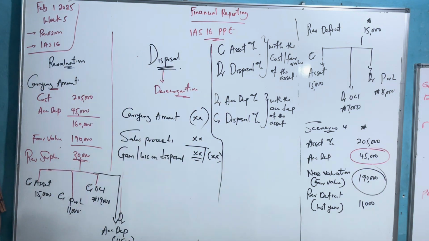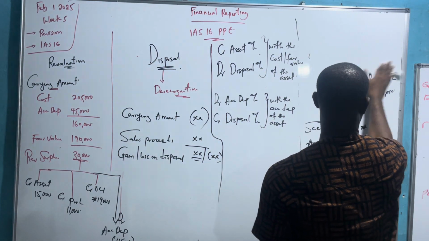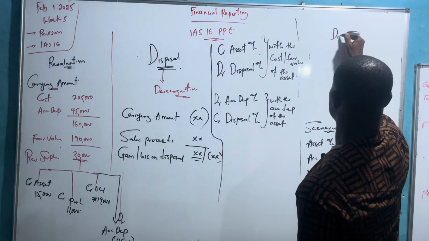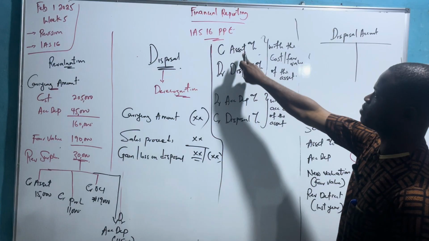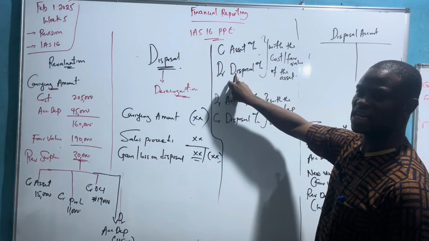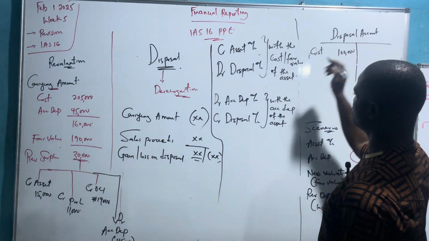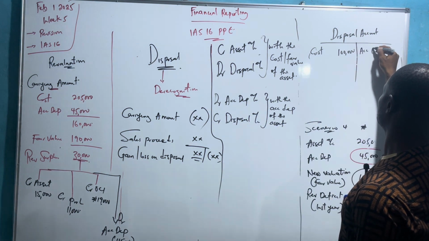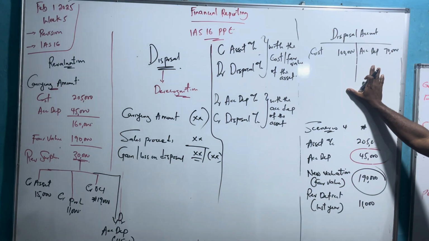So at this point, your disposal account would look like this, because you have taken the cost of the asset to the debit of the disposal account. Let's say this is 100,000. The accumulated depreciation, you have taken to the credit side of the disposal account. Let's say this is 70,000. That means your disposal account will have a balance of how much? Which is the carrying amount.